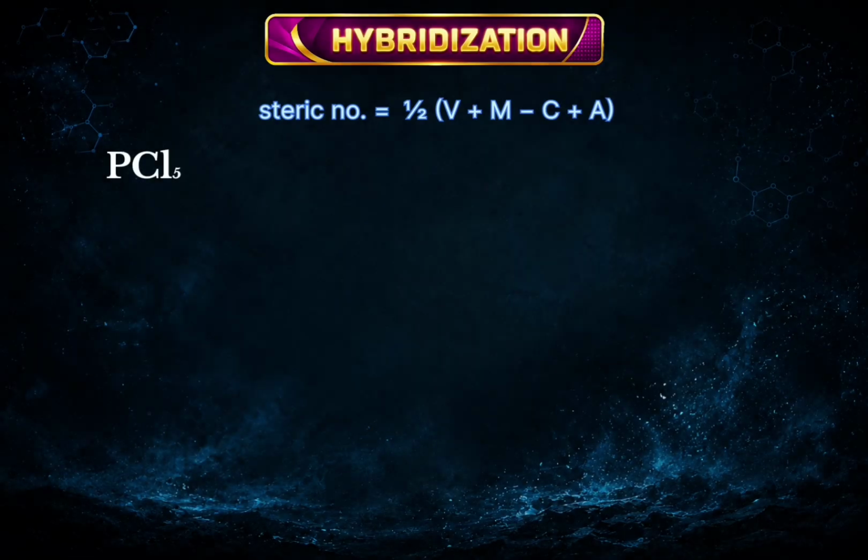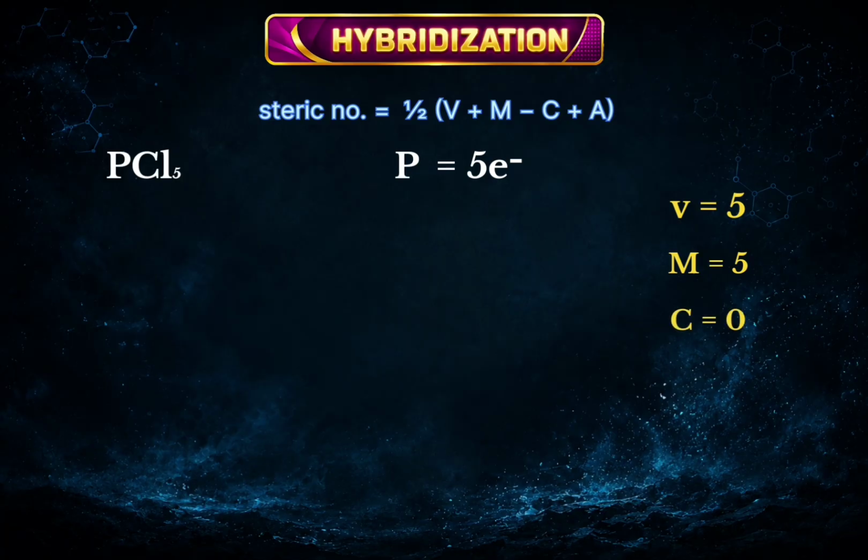Now let's solve phosphorus pentachloride, PCl₅. The central atom is phosphorus. Phosphorus has 5 valence electrons, so V equals 5. There are 5 chlorine atoms attached. Chlorine is a monovalent atom, so M equals 5. There is no positive charge, so C equals 0. There is no negative charge, so A equals 0.